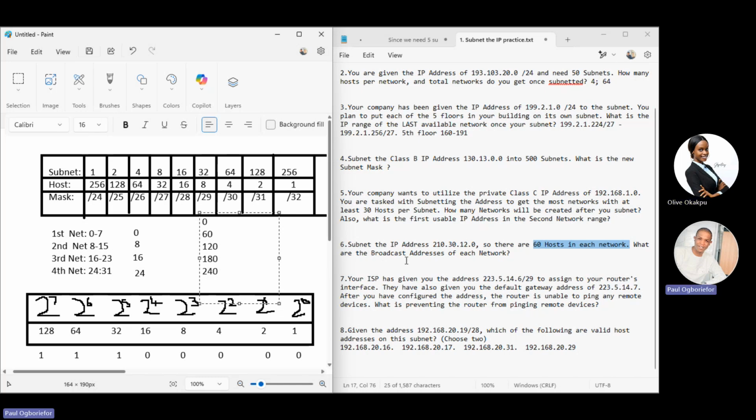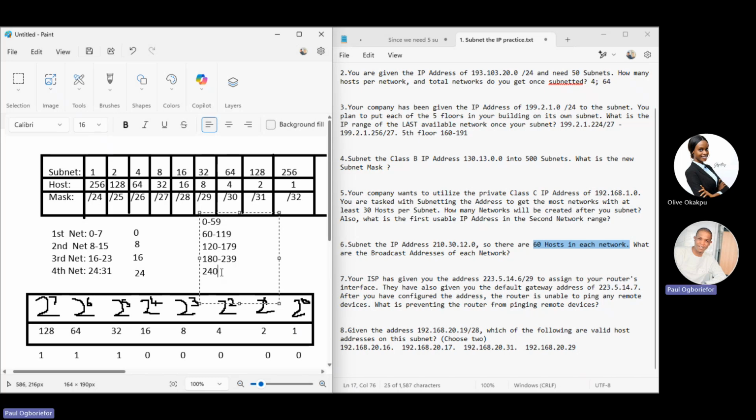What are the broadcast addresses of each of the networks? If you want to go straight by this question, since this one is 60, the range of this will be 59, right? And the range of this will be 119. The range of this will be 179. The range of this will be 239.